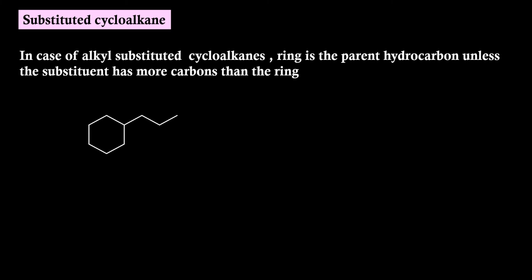In the case of alkyl substituted cycloalkanes, the ring is the parent hydrocarbon unless the substituent has more carbons than the ring. In this molecule, we have 6 carbons in the ring and 3 carbons in the side chain, so our ring will be the parent hydrocarbon. The secondary prefix is propyl, primary prefix is cyclo, root word is hex, primary suffix is ane. So the IUPAC name will be propyl cyclohexane. We do not have to indicate the position of propyl because it will be taken for granted as 1.